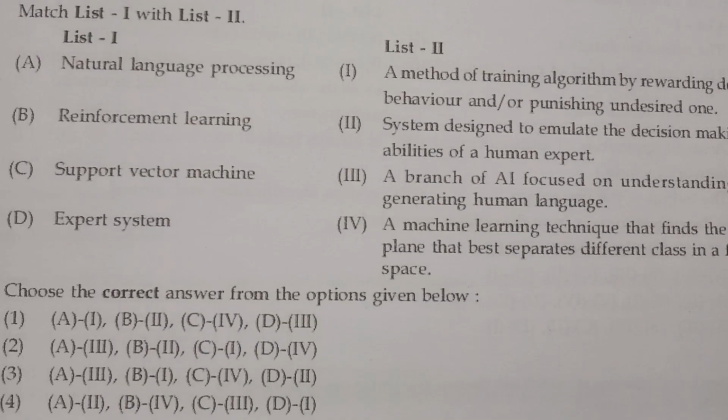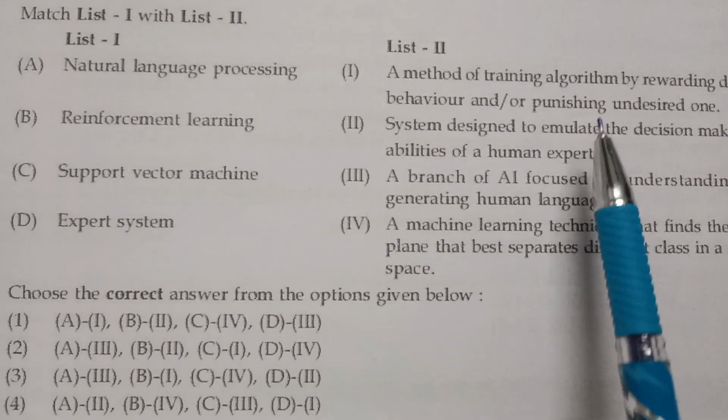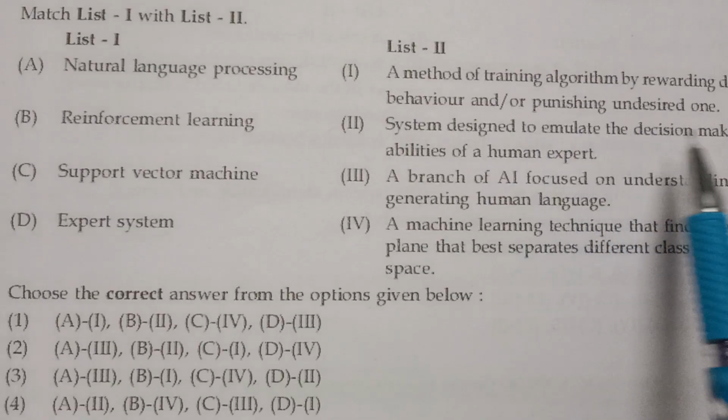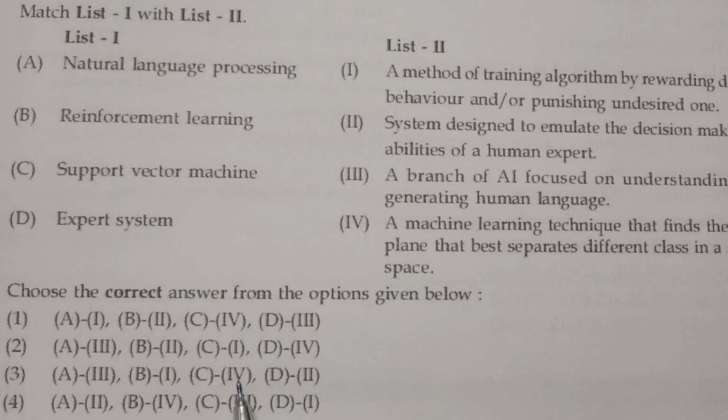So here you have natural language processing, a branch of AI focused on understanding and generating human language. That is A with 3. So A with 3 is both. Next, B, reinforcement learning. Reinforcement learning means a method of training algorithms by rewarding desired behavior and punishing undesired ones. So B goes with 1. So A3 and B1. Then C4.